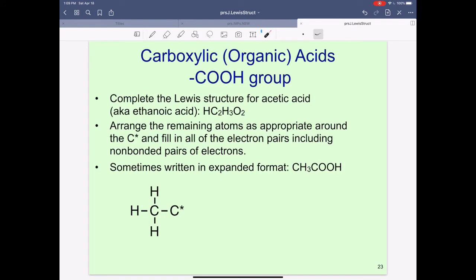Now, another way AP could ask this is, let's consider carboxylic acids. In particular, let's think about acetic acid, which may be familiar to you, HC2H3O2. And AP generally wouldn't just say, draw a Lewis structure for that, but might give you some help. And so the question, as shown here: arrange the remaining atoms as appropriate around this carbon, filling in all of the electron pairs and non-bonded pairs. Sometimes AP may help you with the structure by showing what's known as an expanded format.